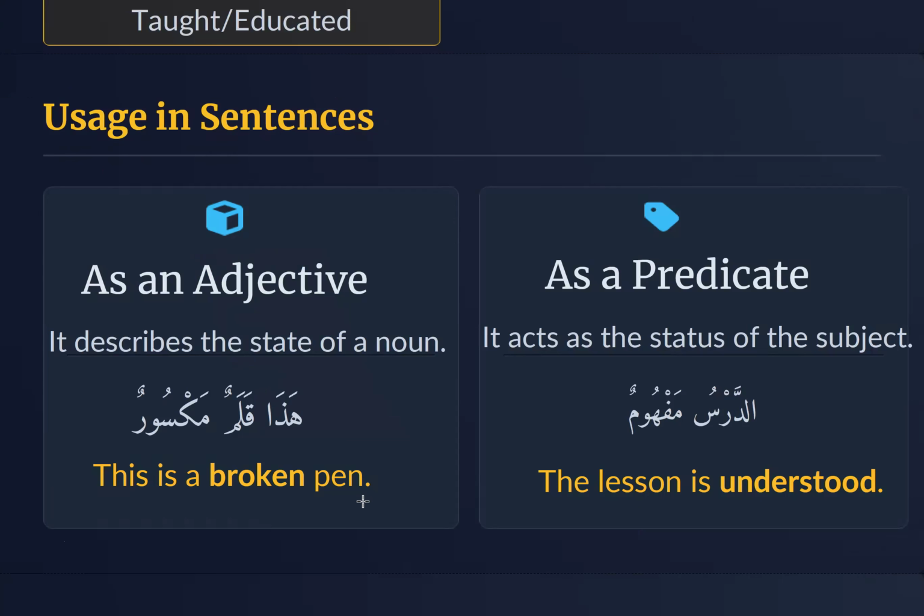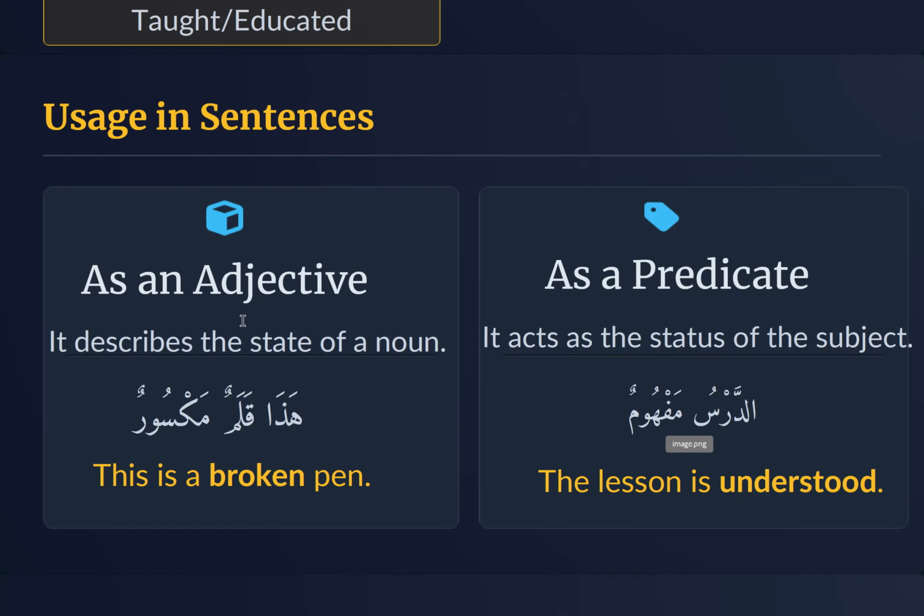Now, uses or usage in a sentence. How do we use this in a sentence? We can use it as an adjective and we can use it as a predicate. As a predicate, it acts as the status of the subject. Yani, it is the predicate. For example, ad-darsu mafhoomun. The lesson is understood. So mafhoom is in the format of maf'ul, and now this acts like a khabar. This is a khabar over here.